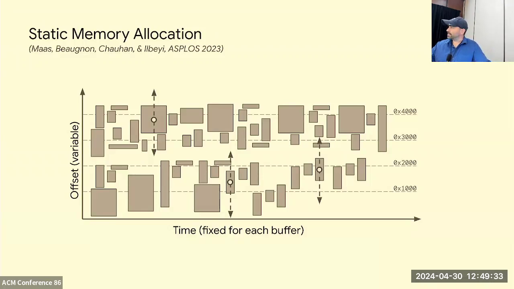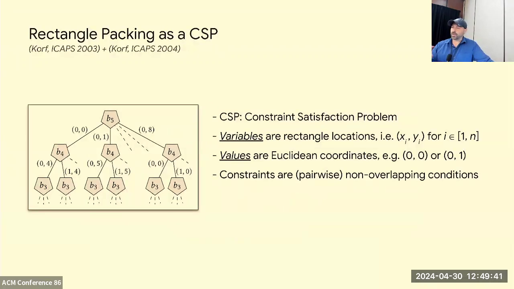Now, before I get into detail about how we solve this, I have to delve into the related problem of rectangle packing, because this is a variant of rectangle packing, which has been studied for decades. And there's a couple of different approaches that you can take to solve this problem. One is to model it as a constraint satisfaction problem, where the variables are the rectangle locations, and the values are the different coordinates that you can assign to them.